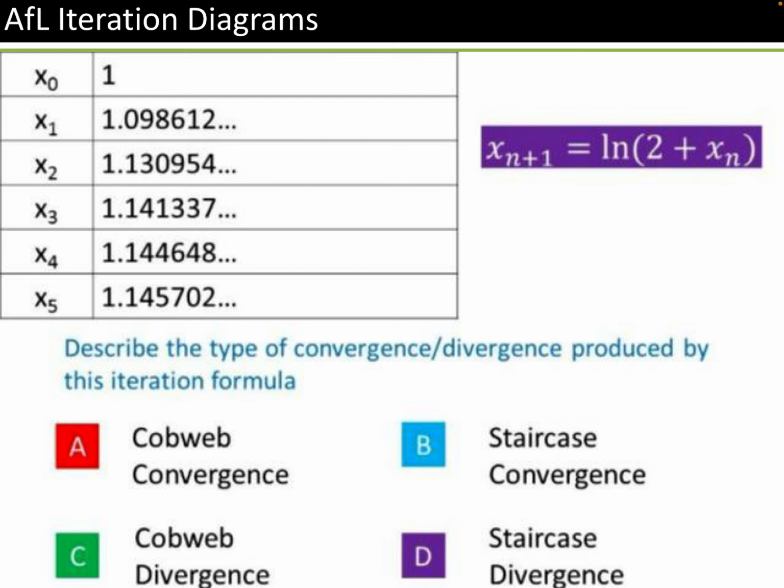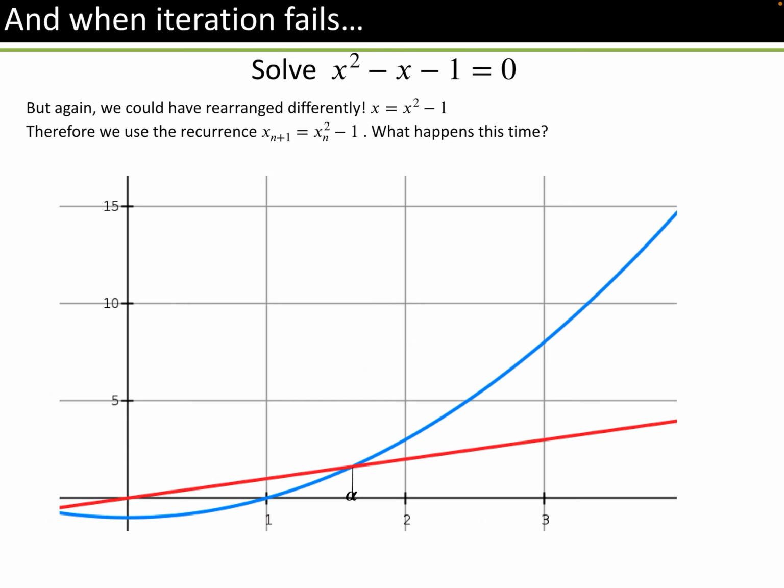Next, how about this one? Looking at the numbers, they just go up. They seem to be slowing down. Eventually, your calculator won't change the display because you're converging on the value, which is very, very close to 1.146 or something like that.